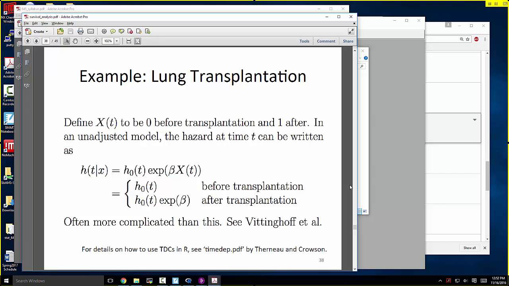Cox model is assuming that the effects of the covariates do not depend on time. If the covariates themselves depend on time, you can do some tricks with the Cox model to accommodate it.